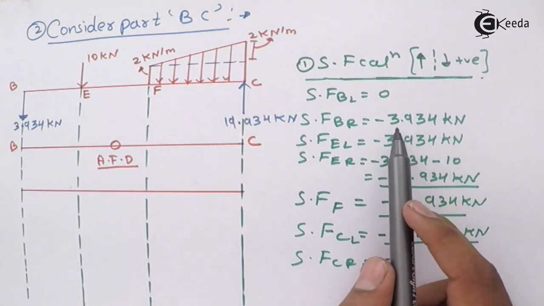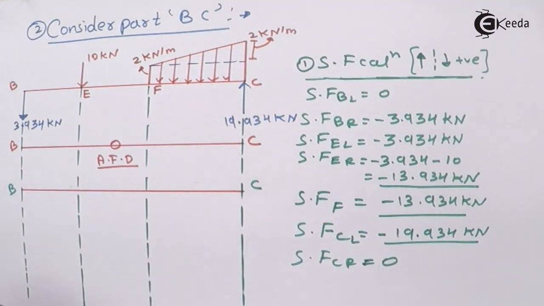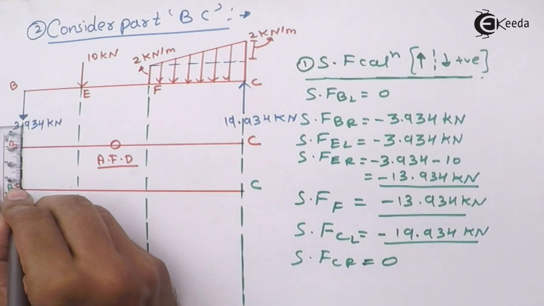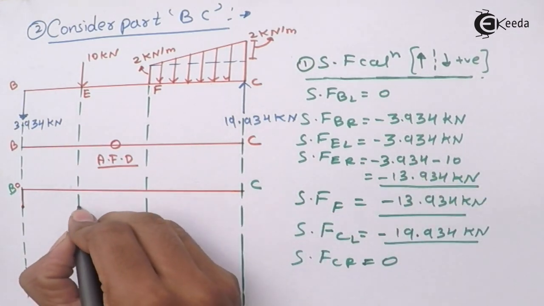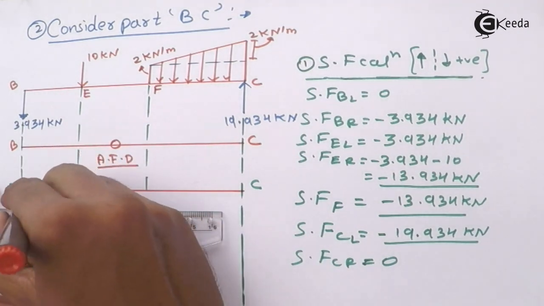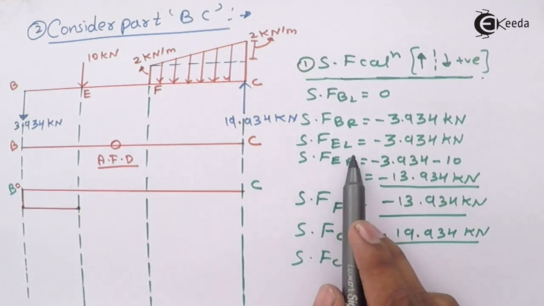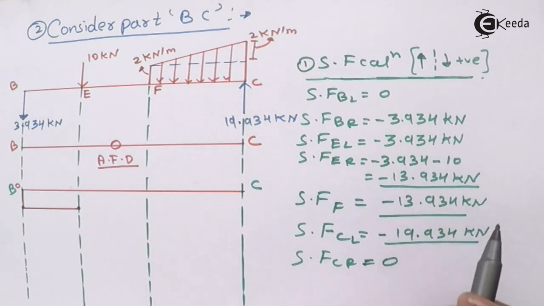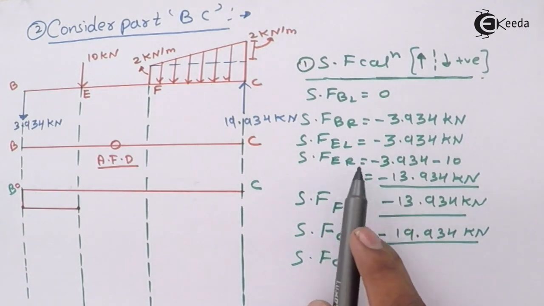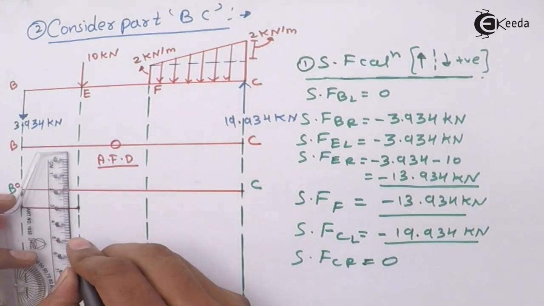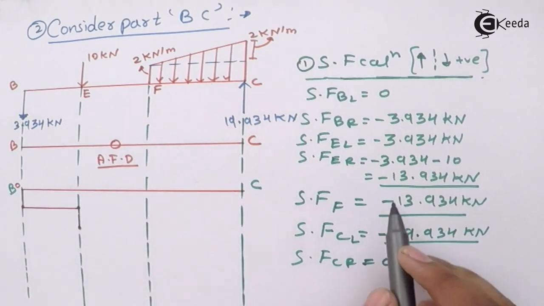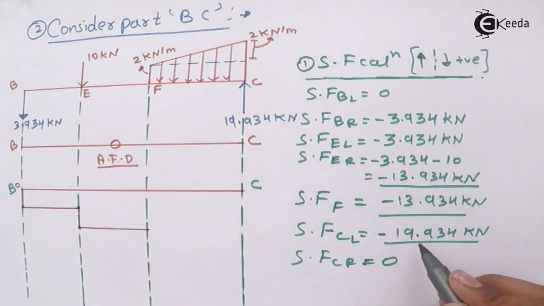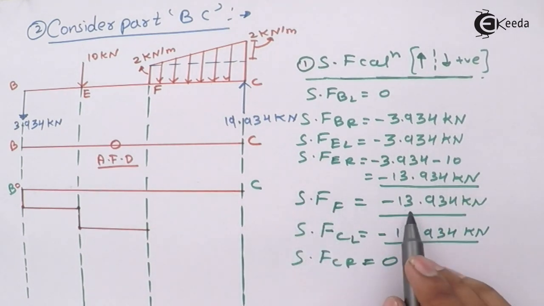Now draw the diagram. The first value will start with zero. The first part is minus 3.93, that will come over here. Now 3.93 from E is also the same, so it will come like this. At E left it will be minus 3.93 and E right minus 13, so it will come down over here, and continue over here. Now this will come minus 19, but it is at C, not at F. Shear force at F will be minus 13, we have done this part.